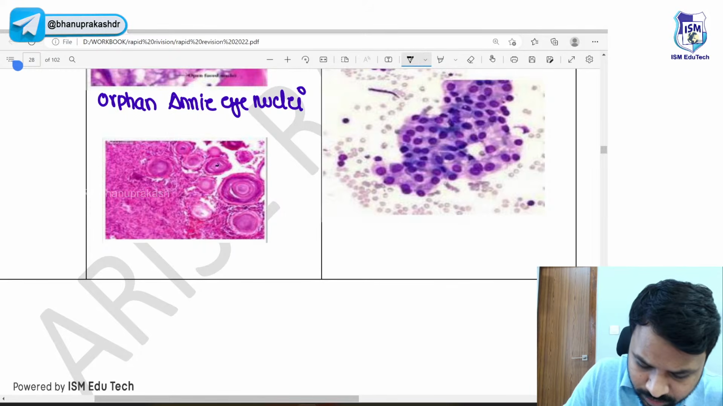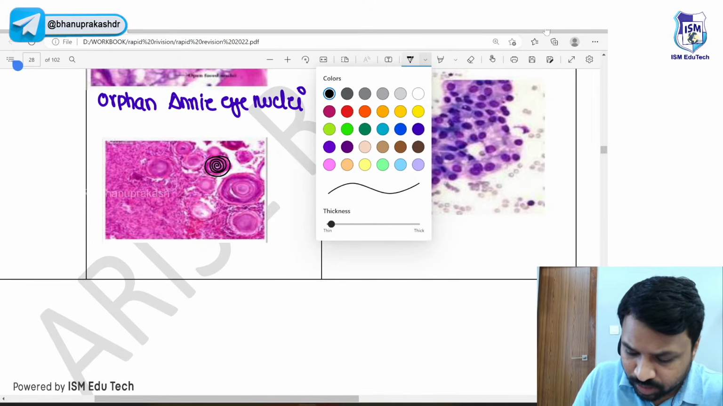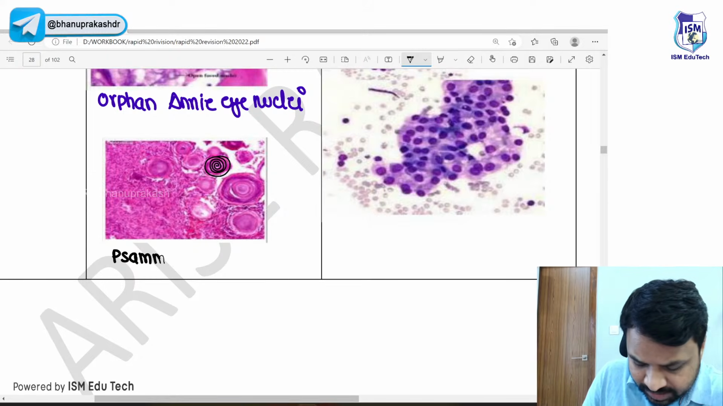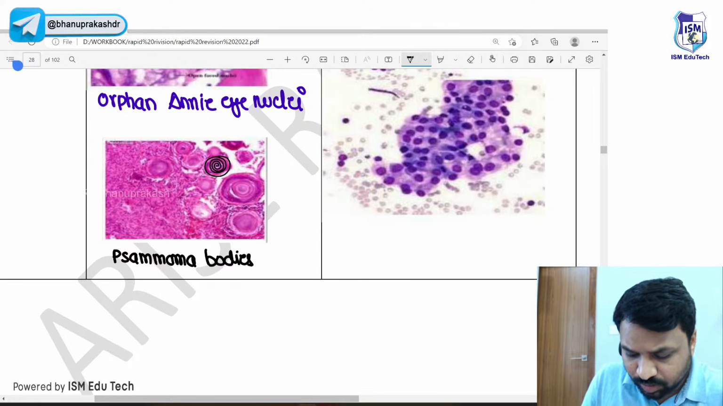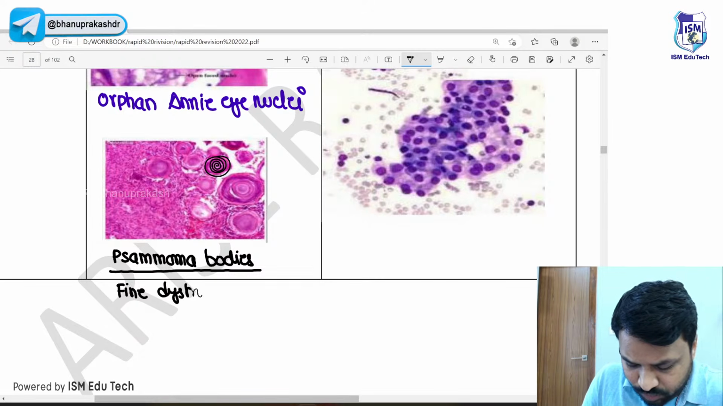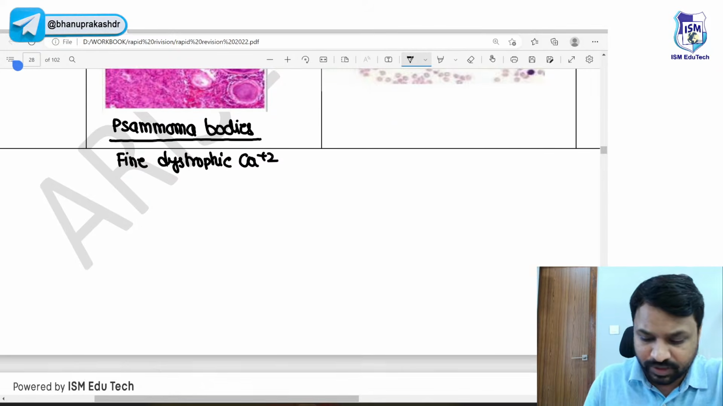If you look across here, you see this concentric mosaic rosette like pattern. These are your psammoma bodies. These happen to be your psammoma bodies, and these psammoma bodies are an example of fine dystrophic calcifications.